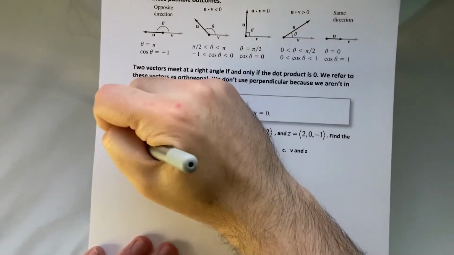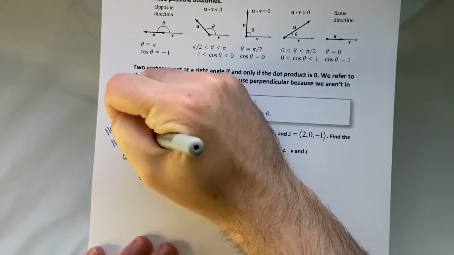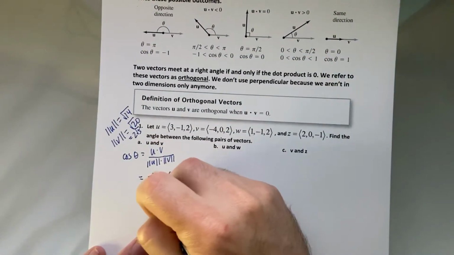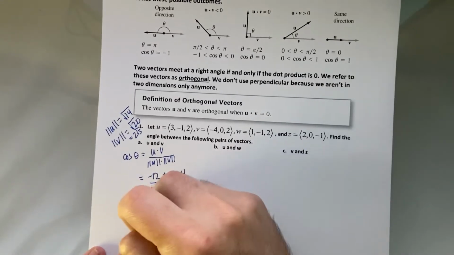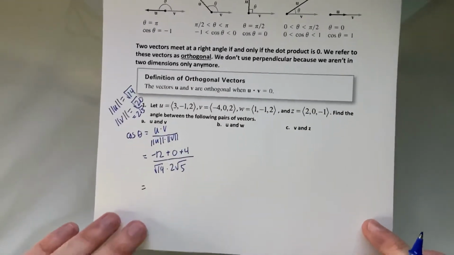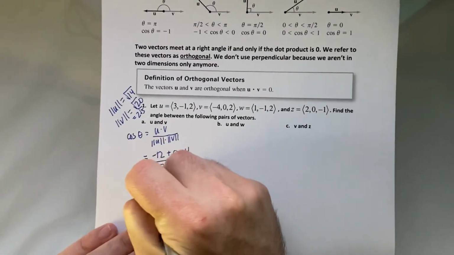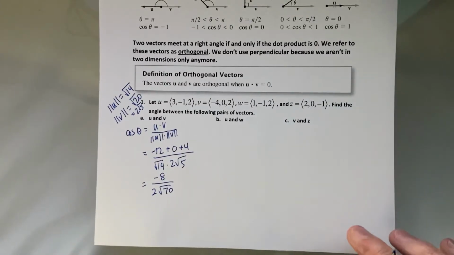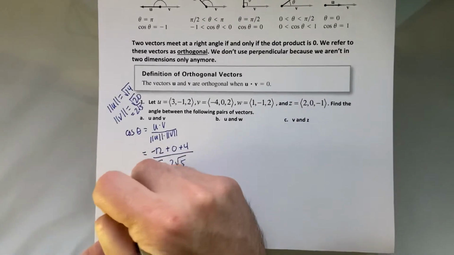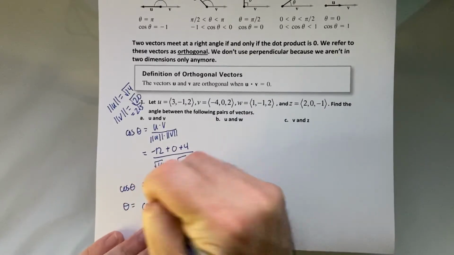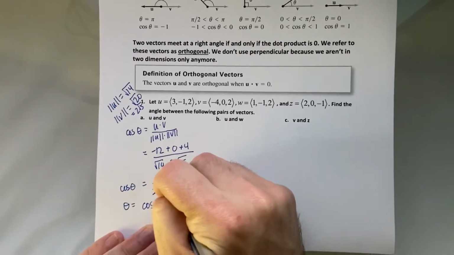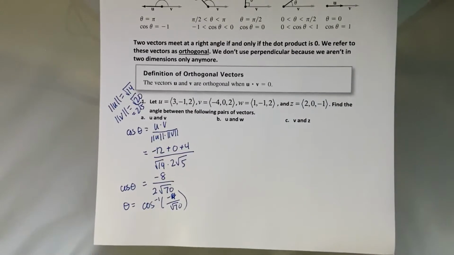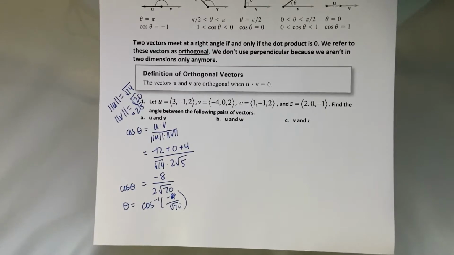Now, technically, square root of 20 is 2 square roots of 5. So if I take square root of 14 times 2 square roots of 5, I'm just going to write that here. I can simplify from here. That would be -8 over 2 square roots of 70 is cosine theta, which means theta is the cosine inverse of -4 over the square root of 70. I'm going to reduce. You can also put -8 over 2 square root of 70. It's not going to do anything.